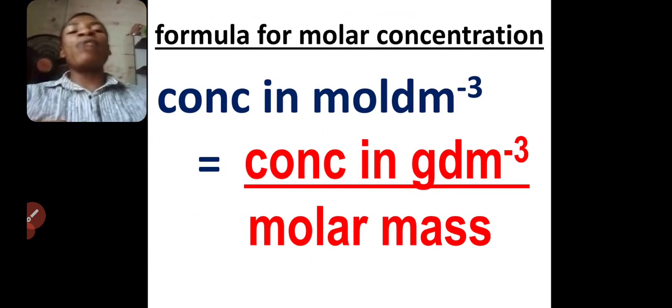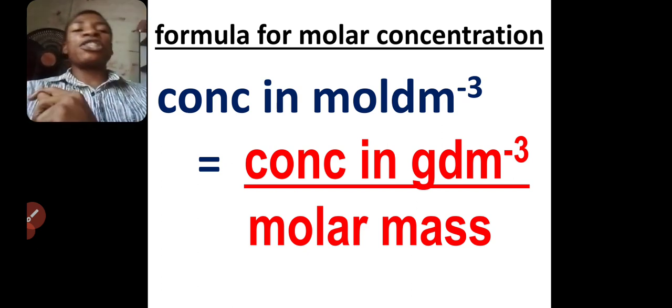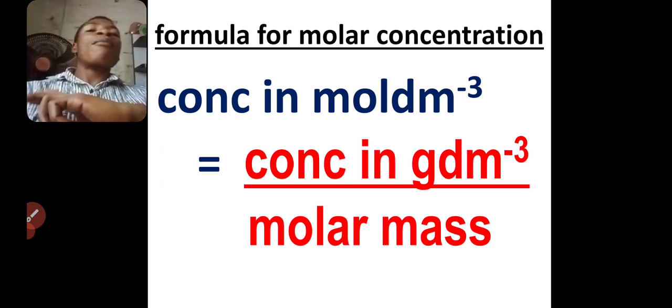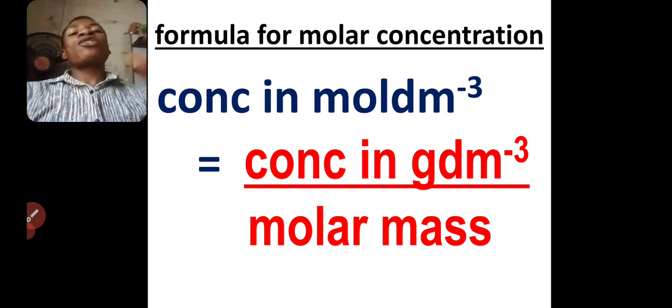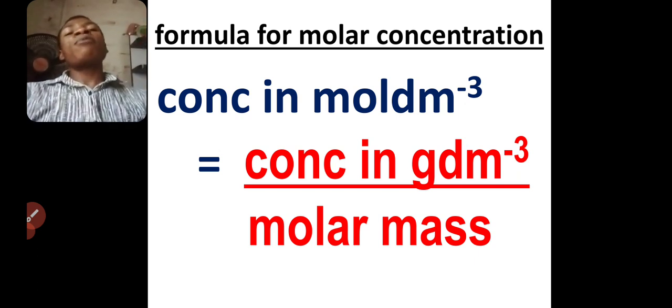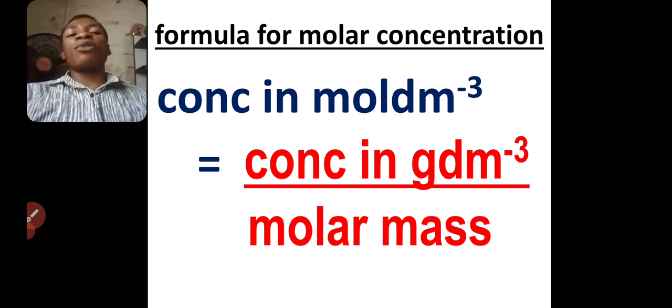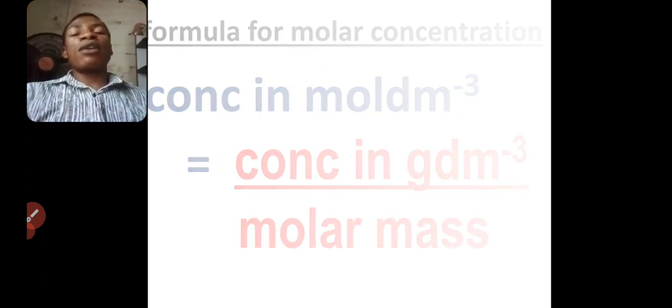So let's see what next we have here. This is the formula for converting molar concentration into mass concentration and mass concentration into molar concentration, vice versa. The formula is conc in mole per dm cube equals conc in grams per dm cube over molar mass. Take note of that. Once you have your conc in gram per dm cube, just divide by the molar mass. Your answer will be mole per dm cube. That's molar concentration.